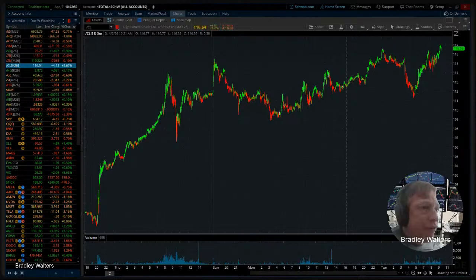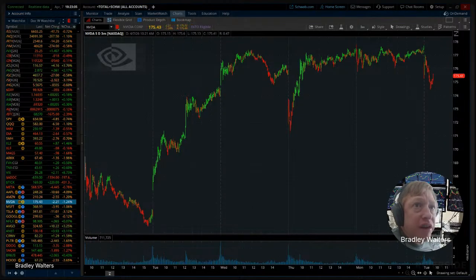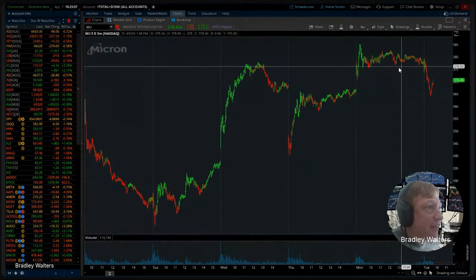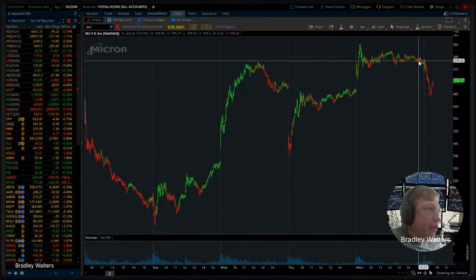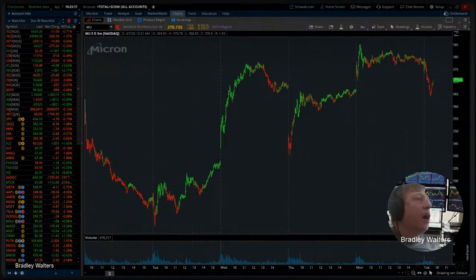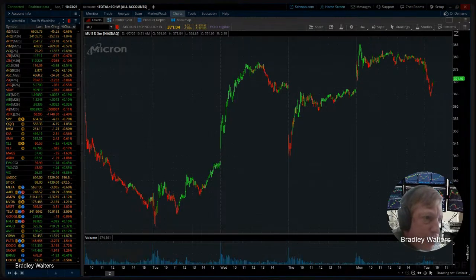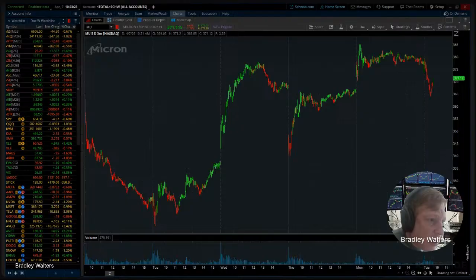You get a nice bounce here in NVIDIA. It is bouncing, but no green bars. What does have a green bar and is getting a buy signal is Micron. The one stock that's getting a green bar is Micron. Also Corning. But I'd much rather day trade Micron over Corning just because the liquidity is there.